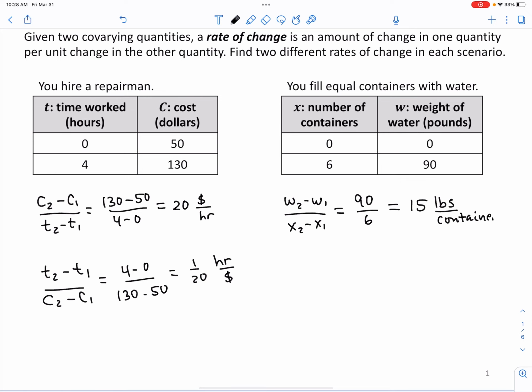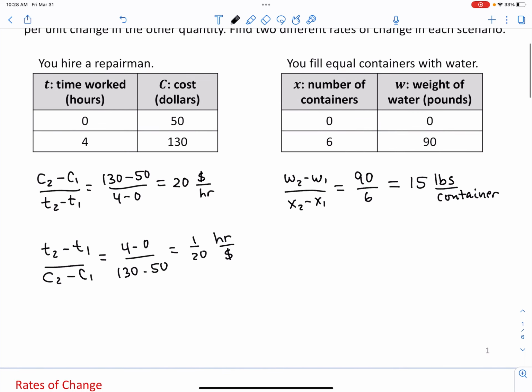So basically, each container can hold 15 pounds of water. And all the containers we're assuming are equal. Also, keep in mind you can fill partial containers. So if it's 15 pounds per container, then half of a container would hold 7.5 pounds, etc.